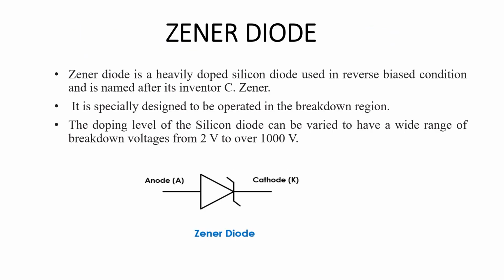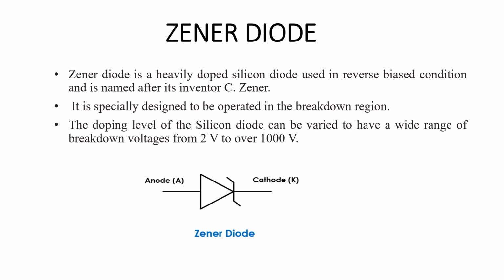Zener Diode. Zener Diode is a reverse biased, heavily doped PN junction diode which operates in the breakdown region. The reverse breakdown of a PN junction may occur either due to Zener effect or avalanche effect. Zener effect dominates at a reverse voltage less than 6 volt, whereas avalanche effect dominates above 6 volt.